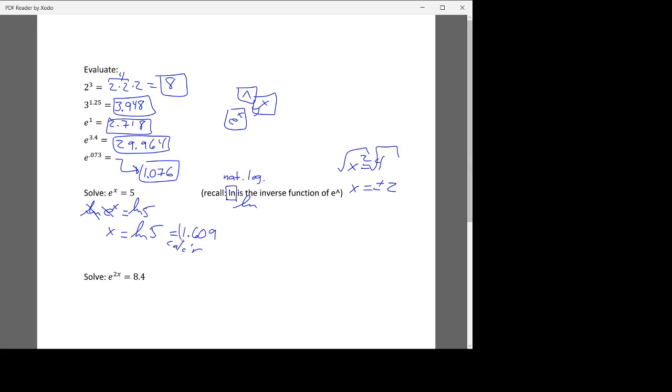So you can go back and check just by doing e to that power and see if it's close to 5. And also remember ln is the same as log base e. It's a short way to write it, and your calculator usually has an ln button on it, which is near the e to the x button.